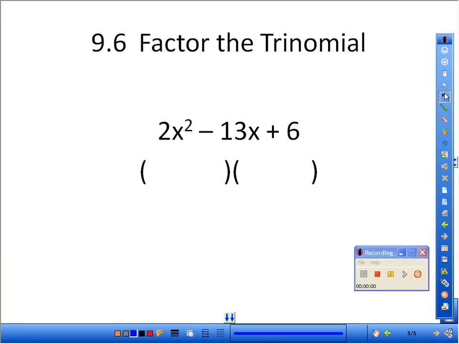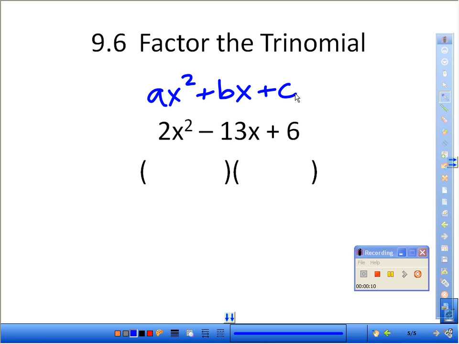In lesson 9.6, we learned how to factor trinomials in the form ax squared plus bx plus c. The difference from lesson 9.5 is that now we have a number in front of the x squared, a leading coefficient. The process is the same. We start out by setting up two factors. Our variable is x. We're going to have an x in each one.